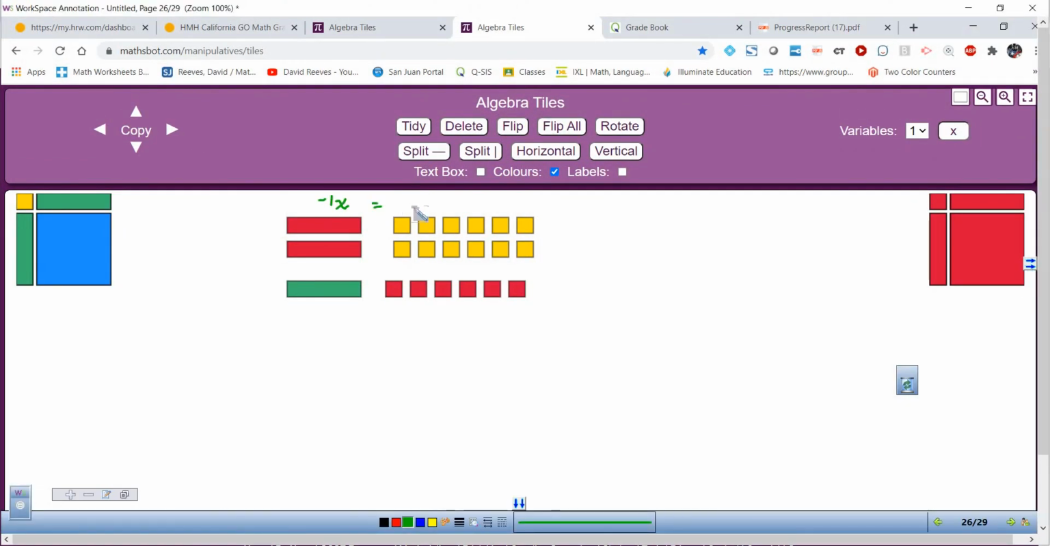All right, so if -1x is equal to a +6, then a positive x is equal to a -6. So when you need the opposite one, you make the bars the opposite, and then you make all those singles the opposite. So x is equal to -6.